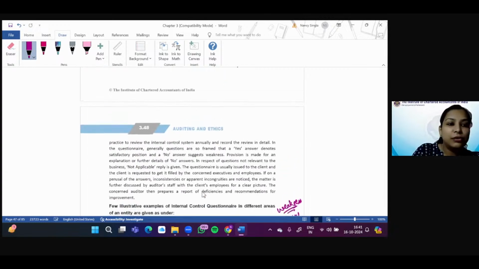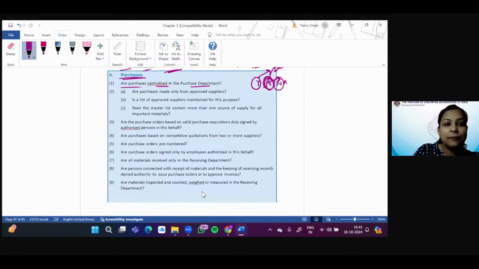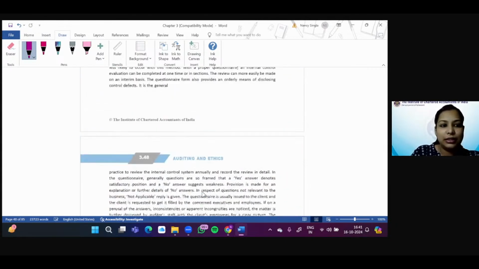So let us have a look. We were looking at this. Are the purchase orders based on valid purchase requisition? Are the purchases based on competitive quotations? Are the purchase orders pre-numbered? So you will see the questions are more or less the same. But what is the difference? Checklist is to be filled by the audit staff and this is to be filled by the client itself.